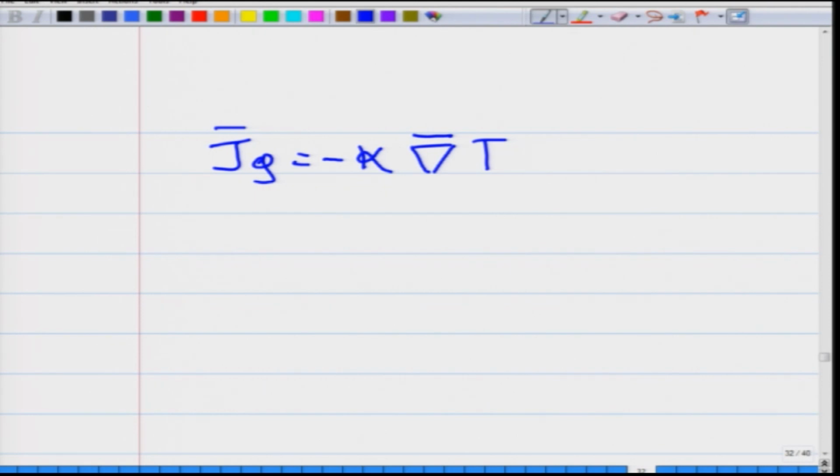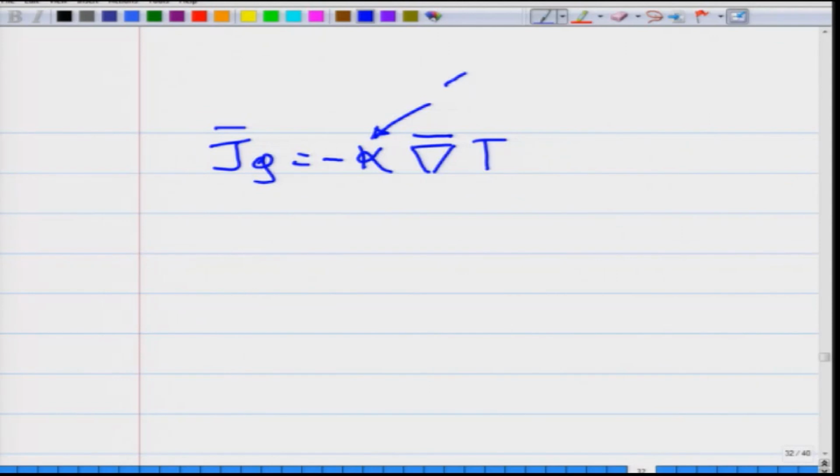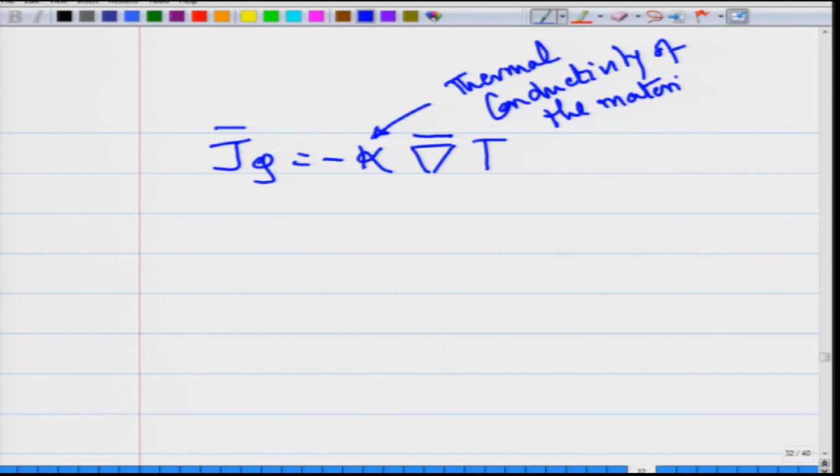This is going to be a general expression for your thermal current density, where this kappa is the thermal conductivity of the material, and we want to study the behavior of this thermal conductivity. And one more point is that the negative sign is because, just how electric current is defined, the direction of the current and the flow of electrons are in the opposite direction.